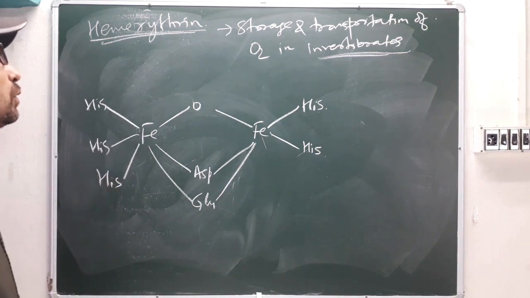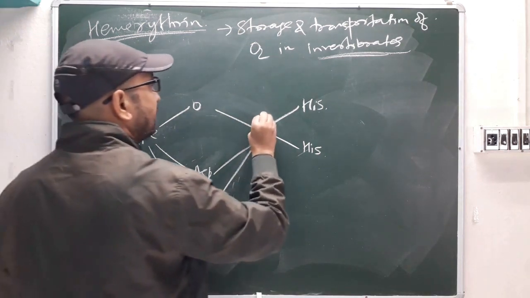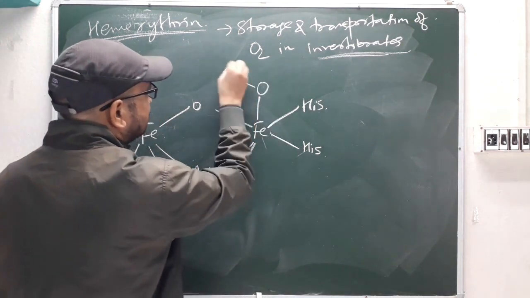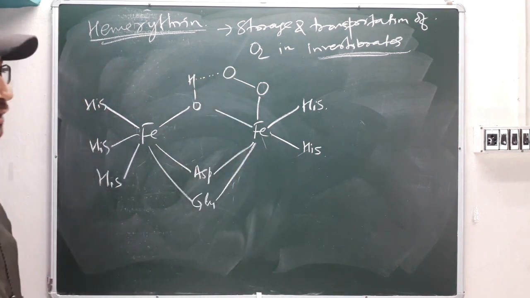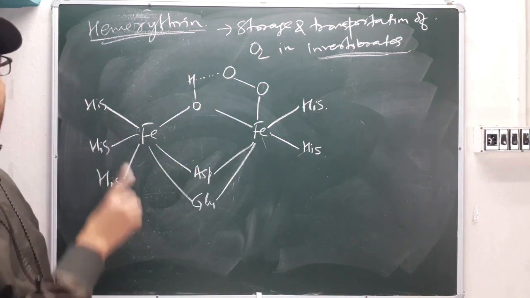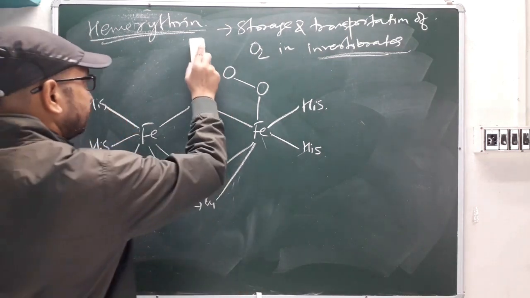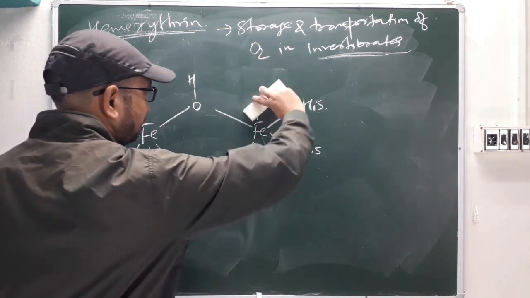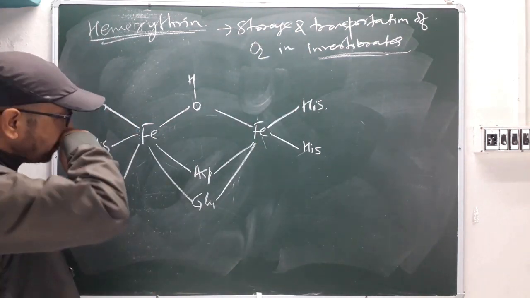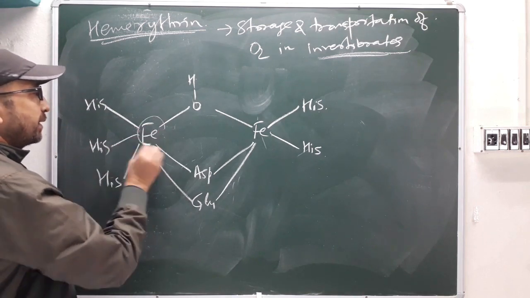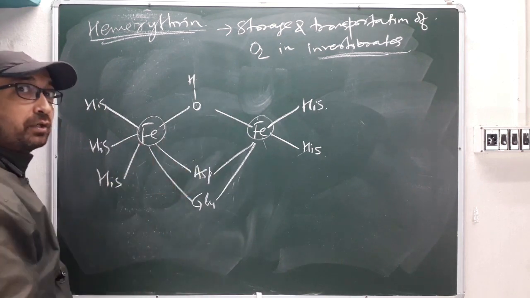So this is your deoxyhemerythrin. If you want oxyhemerythrin, it will be oxygen and then oxygen. Here it will be hydrogen. So this will be oxyhemerythrin. And if you remove this O2, then this will be deoxyhemerythrin, and they might ask what is the metal center. It will be iron and iron, and they might ask what is the coordination number of each metal center.